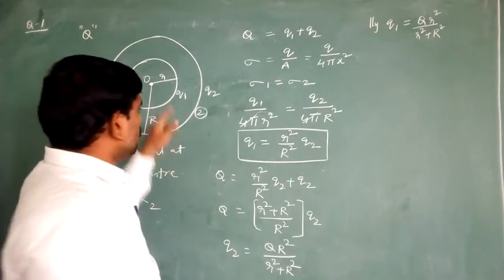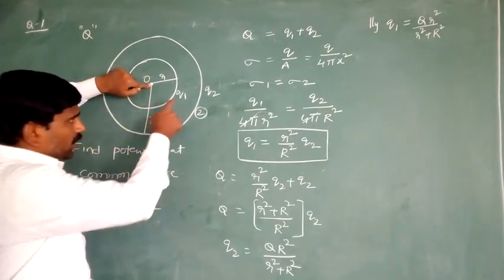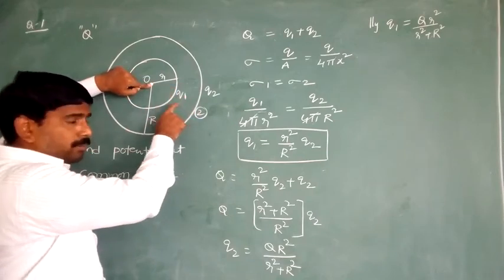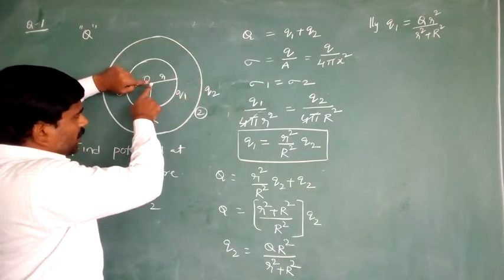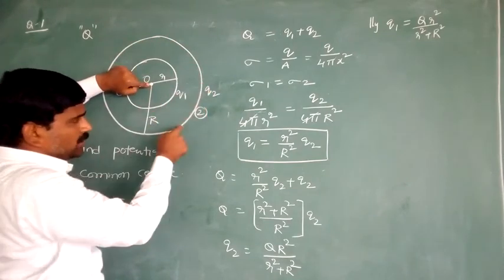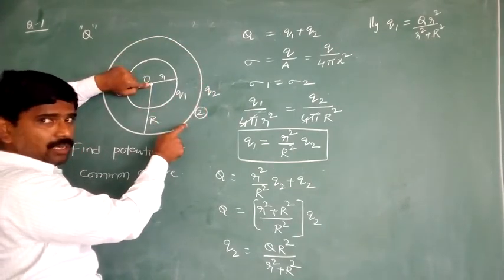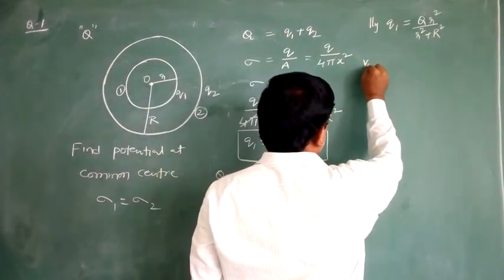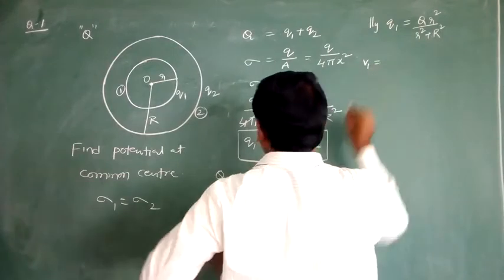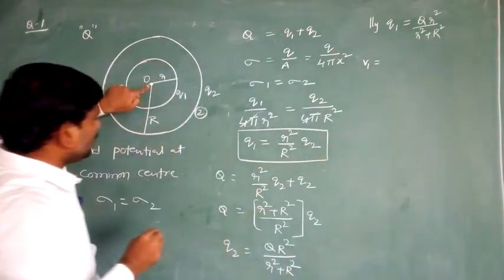So for that, here at this point, potential is due to the charge Q1, meaning the first shell. At the same time, potential at this point is due to the second charged spherical shell also. Therefore, first we take V1 as the potential due to the first shell at the center.